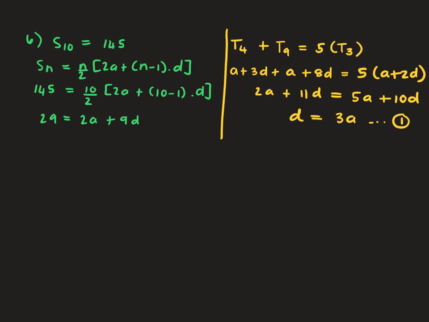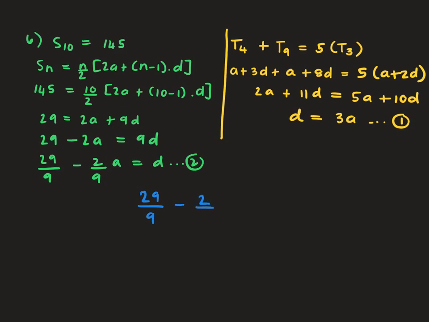So let's make d the subject of the formula then over here. So I'm going to have 29 minus 2a is equal to 9d. So 29 over 9 minus 2 over 9 a is equal to d. Okay, so I know you're really not going to like these fractions, but we're cool, doesn't matter. We're going to let the two equations equal. So 29 over 9 minus 2 over 9 a is equal to 3a. So remember that if your denominators are the same, you can just multiply through.